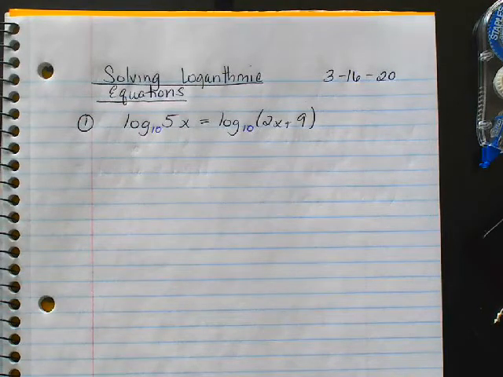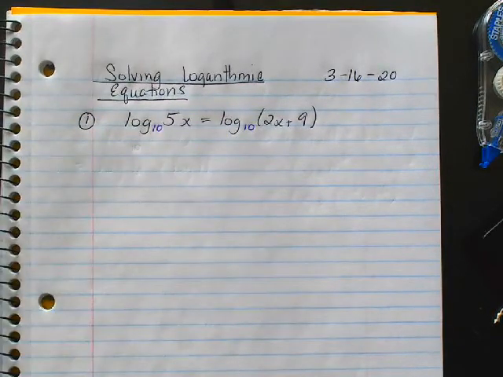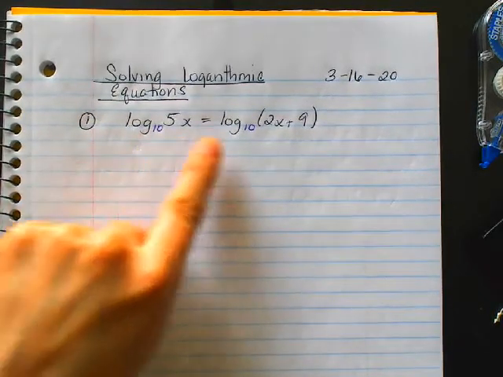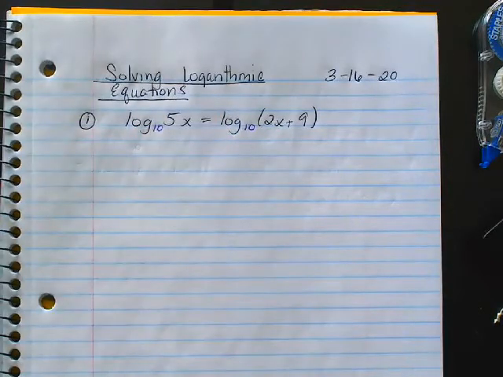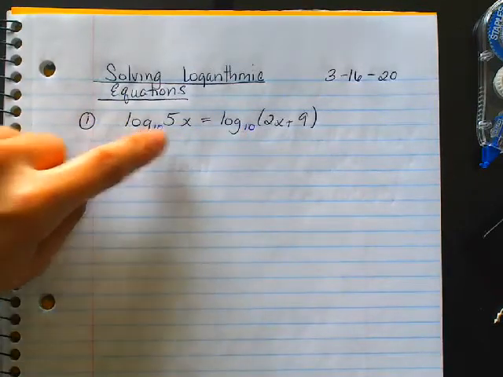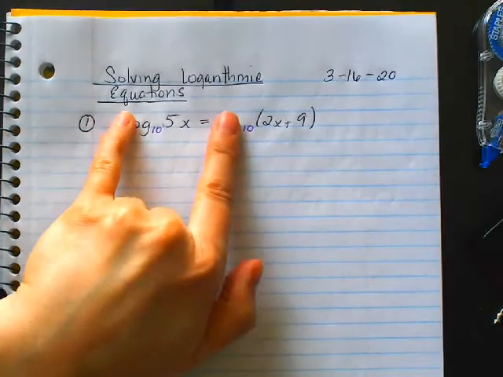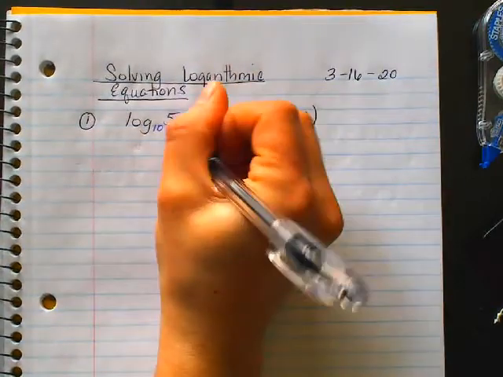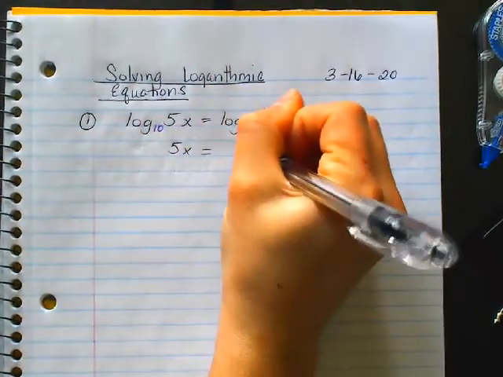Okay, so this is actually referring to property 1. It says that if two logarithms are set equal to each other and the bases are the same, which they are, then we can assume the arguments are the same. So if I confirm that the logarithms are equal and the bases are the same, I can drop the entire logarithm and set the arguments equal to each other.